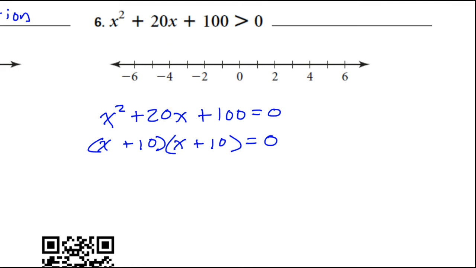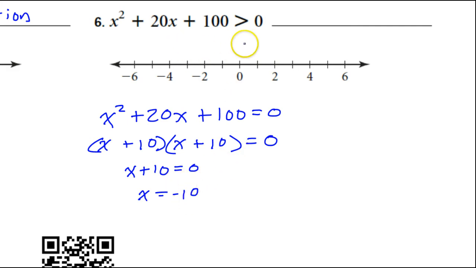So to finish solving this equation, I would set the factors equal to 0. Since they are both the same, I'm not going to do it twice. I'm just going to say x plus 10 is equal to 0. Subtracting 10 from both sides gives us x equals -10.